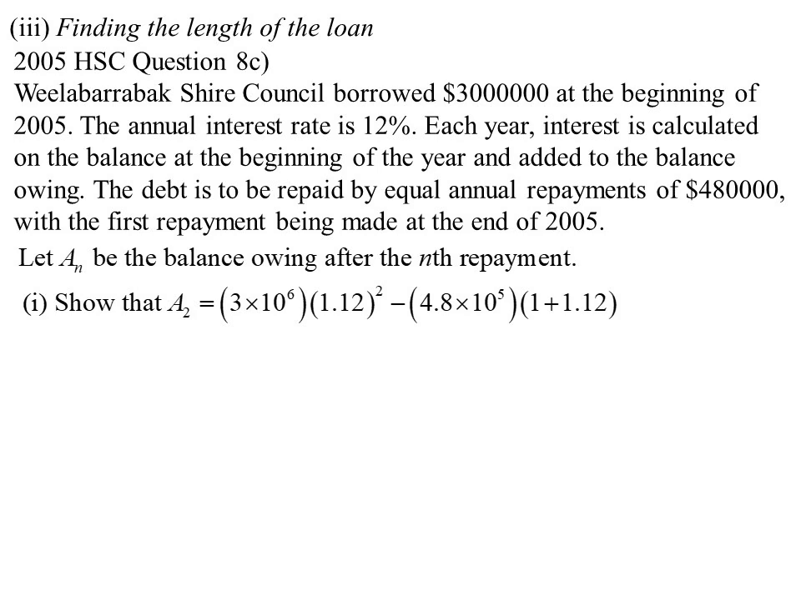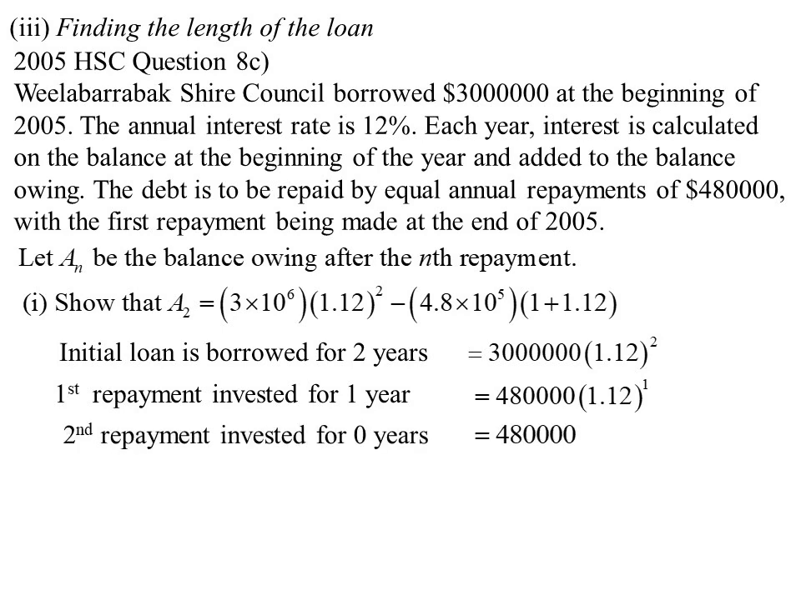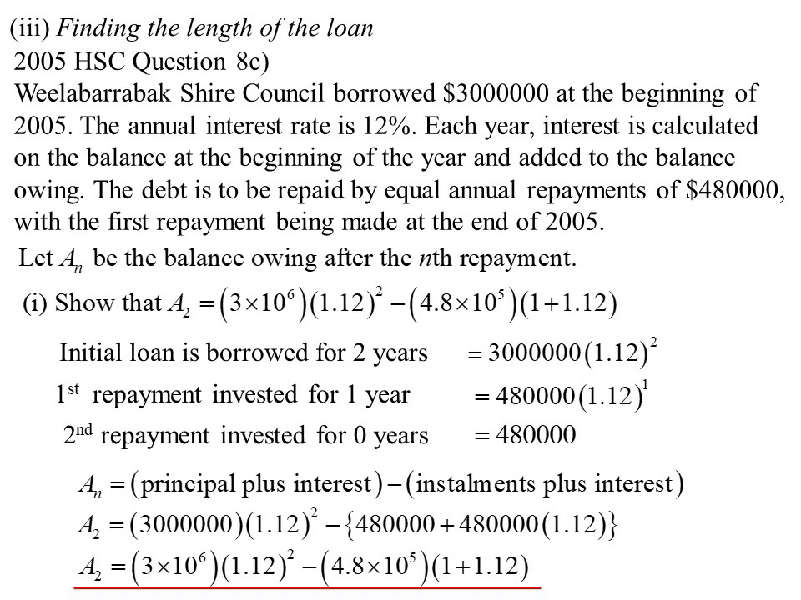Simply said, show that amount. So show that amount A2 would be this. After 2 years, the investment in the council is 3 million times 1.12 to the power of 2. Our first repayment will just be invested for 1 year, and then the last one is just 2 years. So principal plus interest minus instalments plus interest, and if we play around with it, we've pretty much got it. They've written it in scientific notation, but 3 million is 3 times 10 to the power of 6. And yes, we have a common factor here of 4.8 times 10 to the power of 5. So we've got the answer.